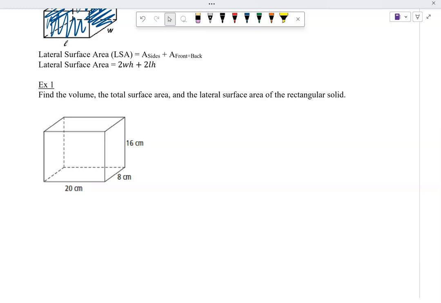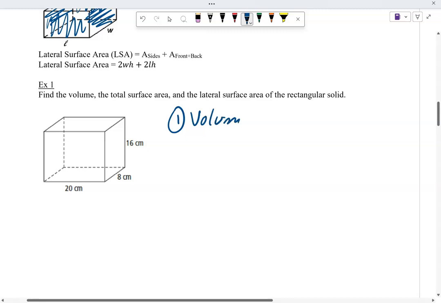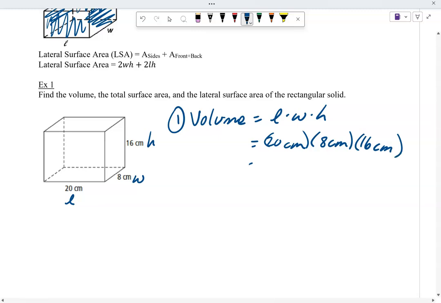So number one, I just go ahead and write down volume is length times width times height. Let's find our volume first. Here's our length, here's our width, here's our height. And so we've got 20 centimeters times 8 centimeters times 16 centimeters, and we get 20 times 8, 160, 160 times 16, 2560 cubic centimeters. Centimeters times centimeters times centimeters.